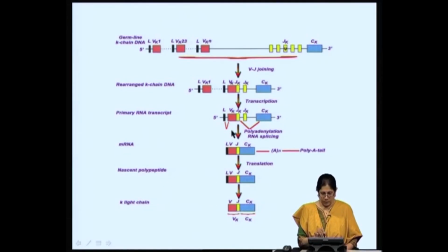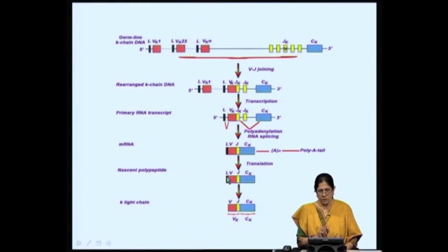This V gene, the variable gene segment, which is formed by one V and one J, is what gets associated with the kappa, the constant kappa. Then you have the nascent polypeptide and you have the now kappa light chain, which is either cell surface exposed or is a part of the antibody. You can see the absence of the leader sequence.